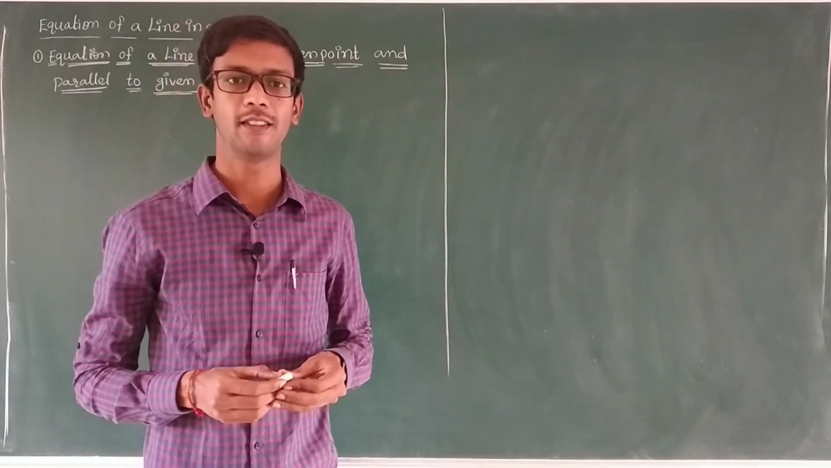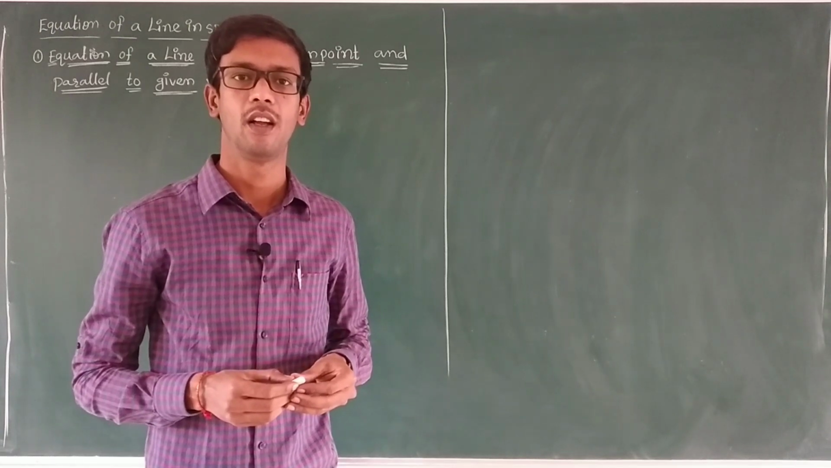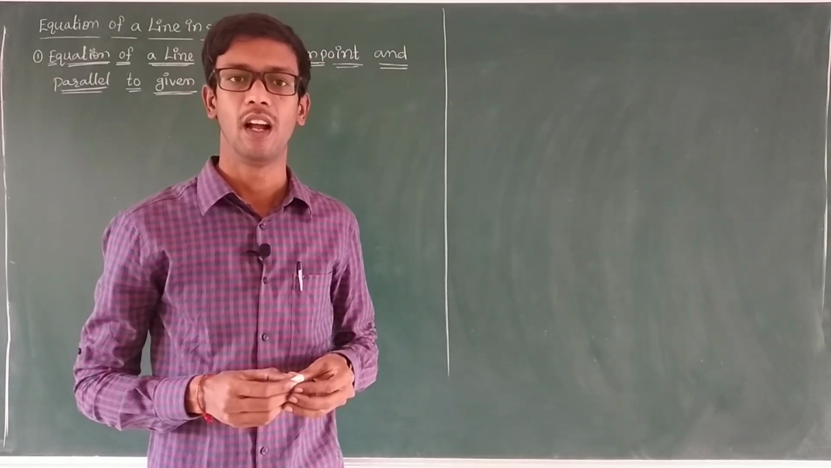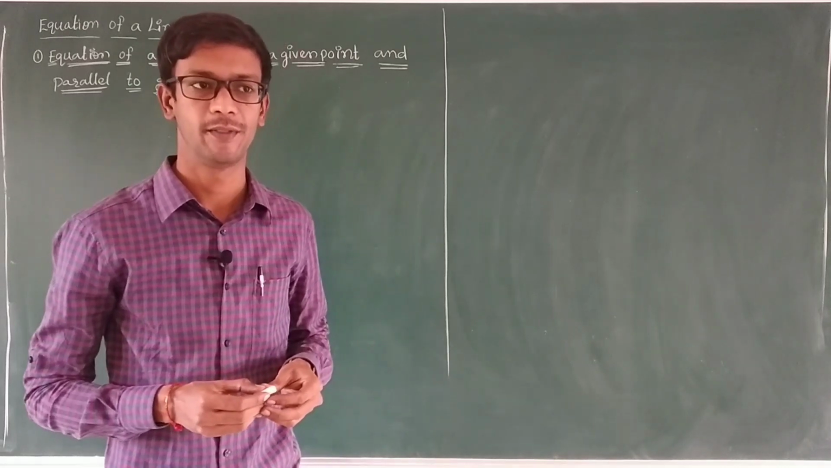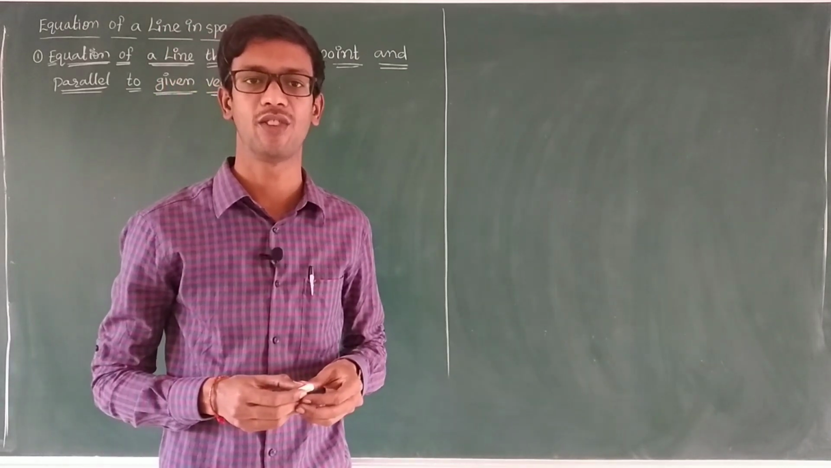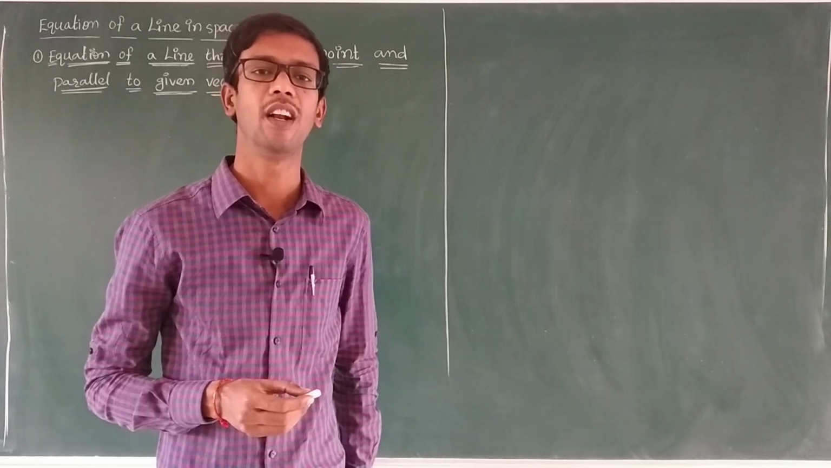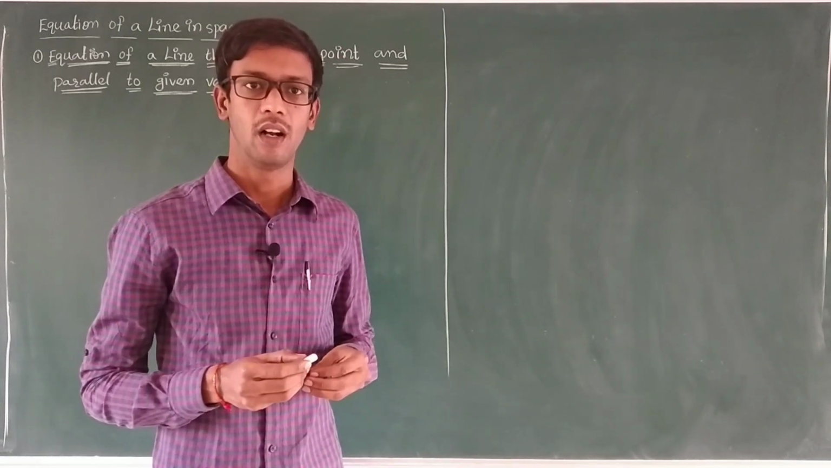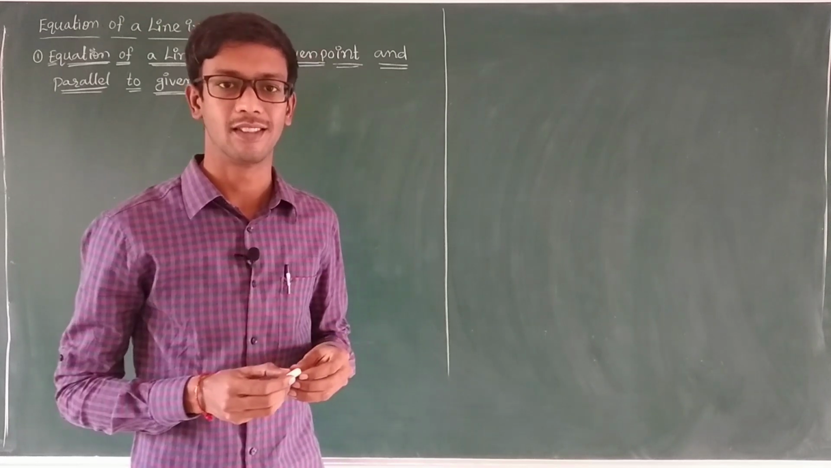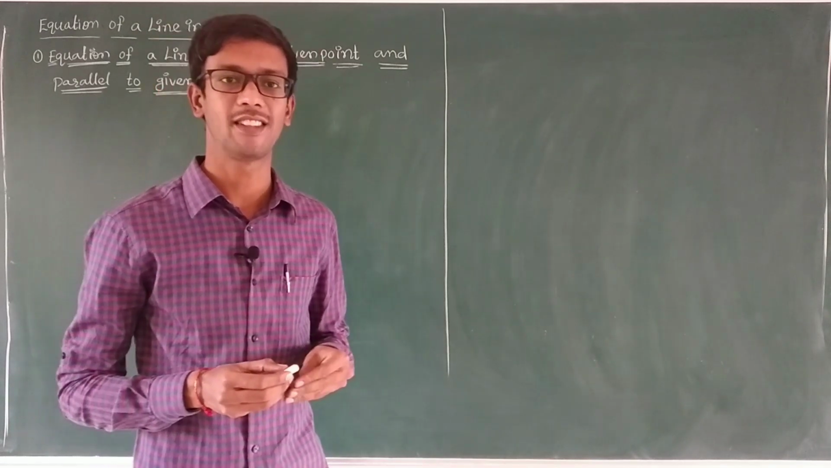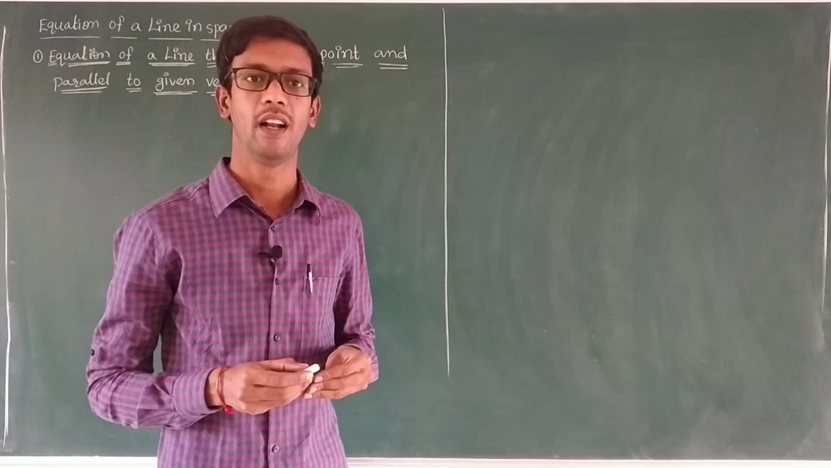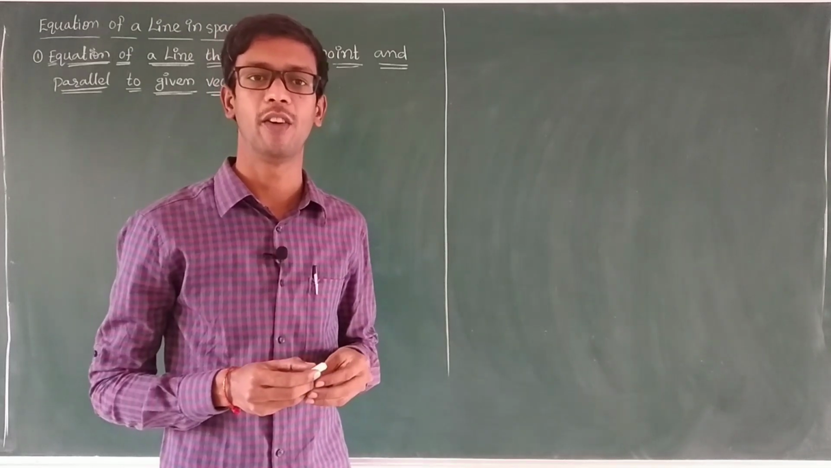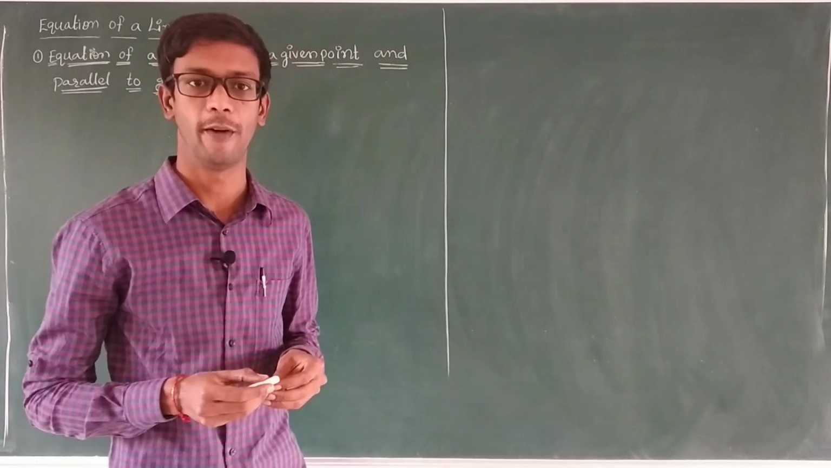In the previous class, we discussed exercise problems. Exercise 11.1 we completed, which is based upon direction cosines and direction ratios. Now today's class will continue with the next concepts, and these are very important from now onwards for 5 marks and 3 marks questions.